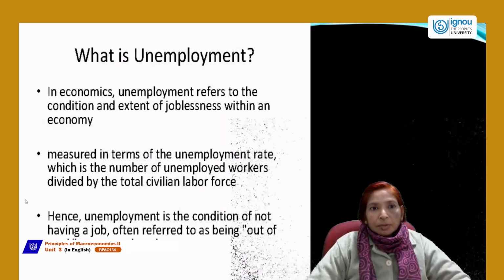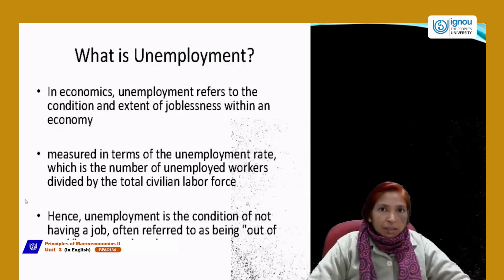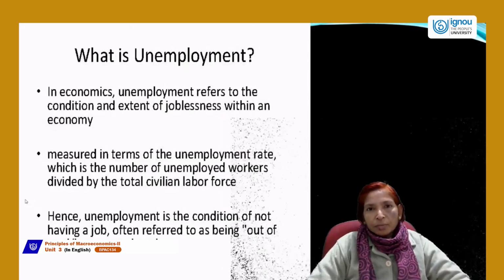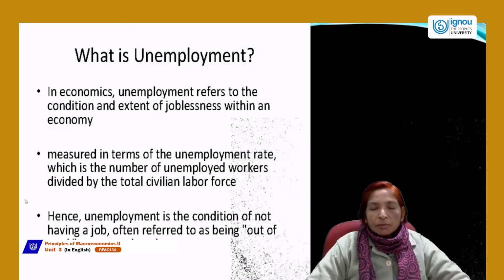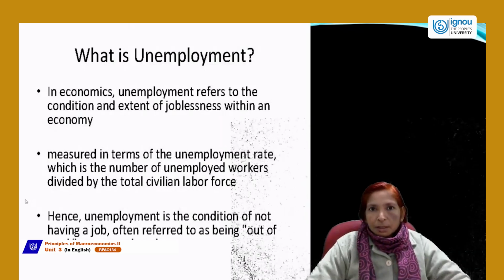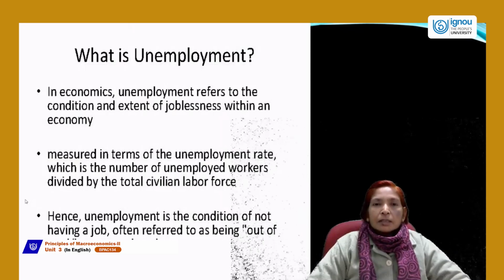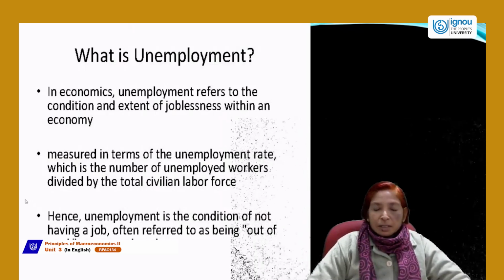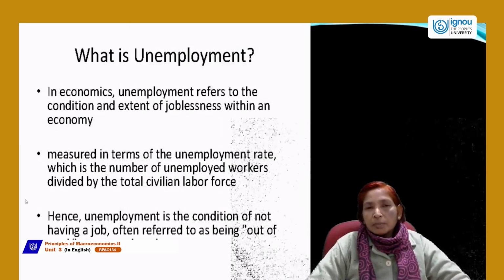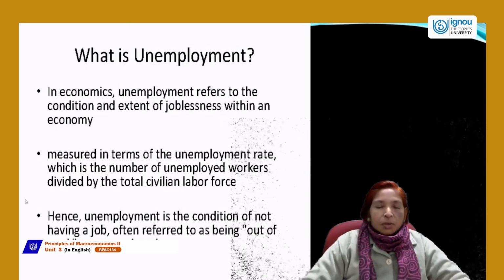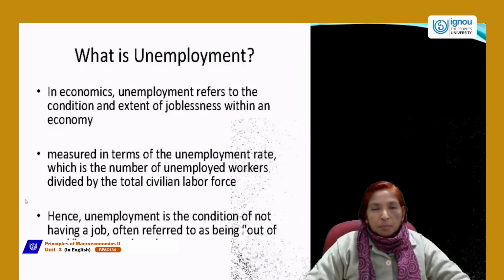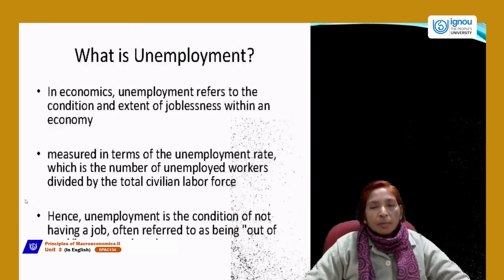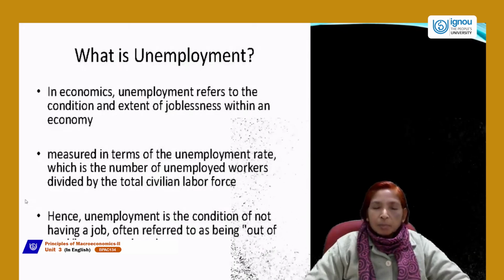And in India, in other developing countries and in developed countries, this problem always exists. No economy has achieved a full employment rate. And according to Keynes, if we achieve full employment, then 5 to 6% voluntary unemployment can exist. So unemployment is a situation where a person is willing to do work at a prevailing wage rate but is not getting job opportunities.